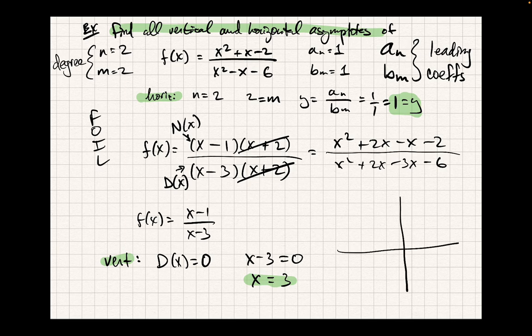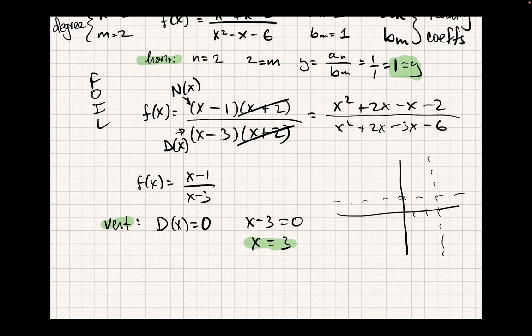There's going to be a vertical asymptote at 3. 1, 2, 3. I have a vertical asymptote and a horizontal asymptote at 1. What does a horizontal asymptote mean in general? What's the idea of the horizontal asymptote? The line. Horizontal asymptote. Tell me about it. It's a dotted line. Infinity. So as x approaches infinity, the function approaches the asymptote.